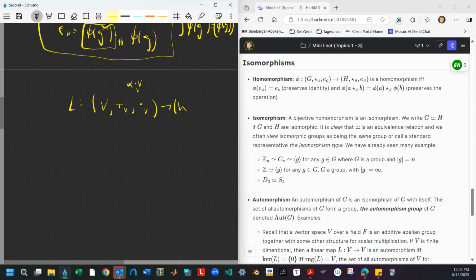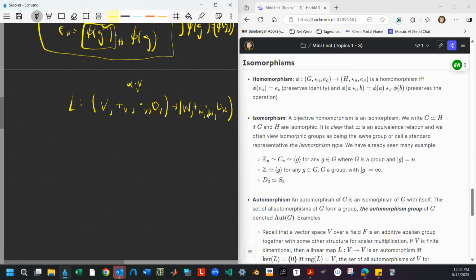And this could be going to some W plus W and the scalar product in W, right? So like that. Oh, sorry, let me add a little bit here. Because there's a zero, remember there's always a zero vector, right? And so this would be going to W plus W times W, 0W, right?